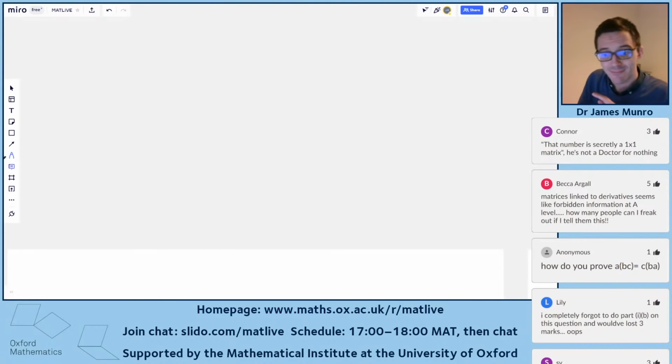This is not math. Let's label that in case somebody takes like a screenshot or something. Derivatives work a little bit like matrices. Here's the thing that I want to show you.